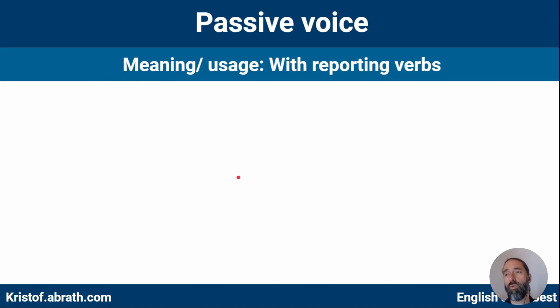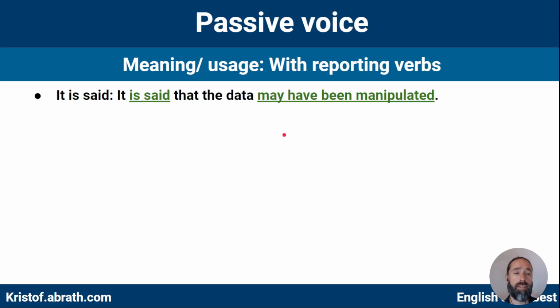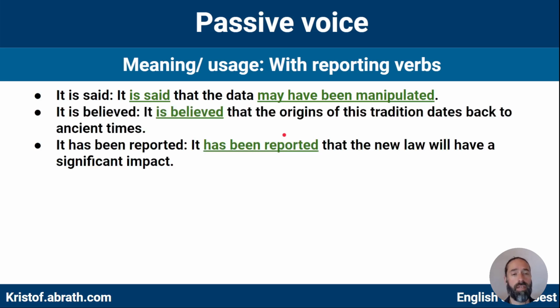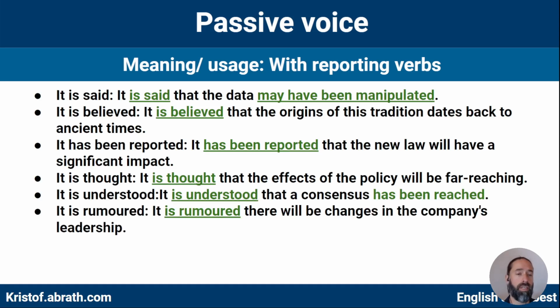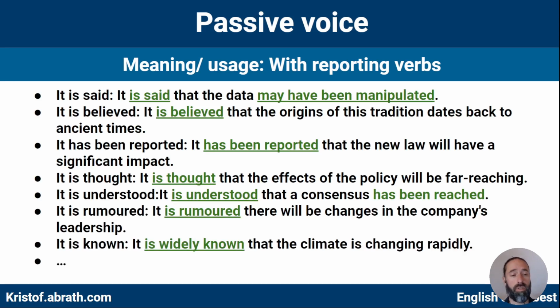It's also used a lot with reporting verbs. Again, this is important for academic writing. So it is said, it is believed, it has been reported, it is thought, it is understood, it is rumored, it's widely known, and so on and so forth. So for example, it is said that the data may have been manipulated. It is believed that the origins of this tradition date back to ancient times. If you want to have a look at the other sentences, have a look at the slides. I'll upload them as well later, or press pause and you can have a look at the other sentences as well.